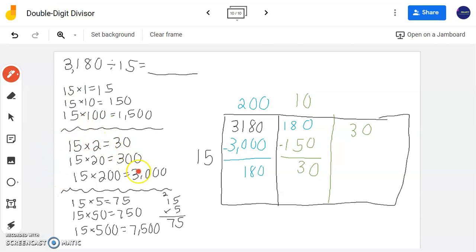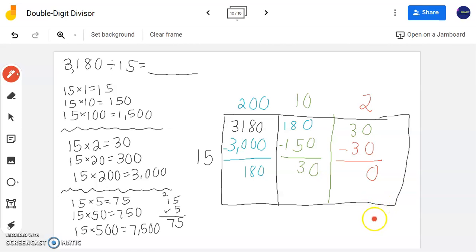Well, 15 times some number is in fact exactly 30, and I see it right here. 15 times 2, I'm going to put my 2 above here, and 15 times 2 is 30. Now I'm going to subtract to see if there's a remainder or not. I notice that I do not have a remainder. So now my last step is finding the quotient.